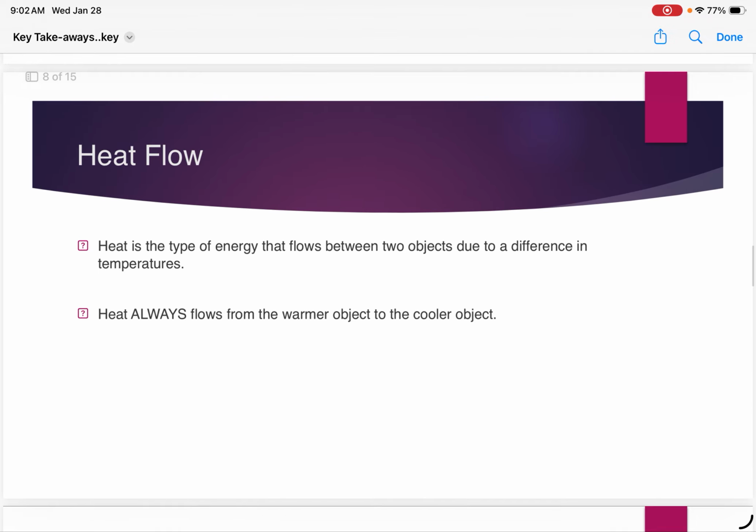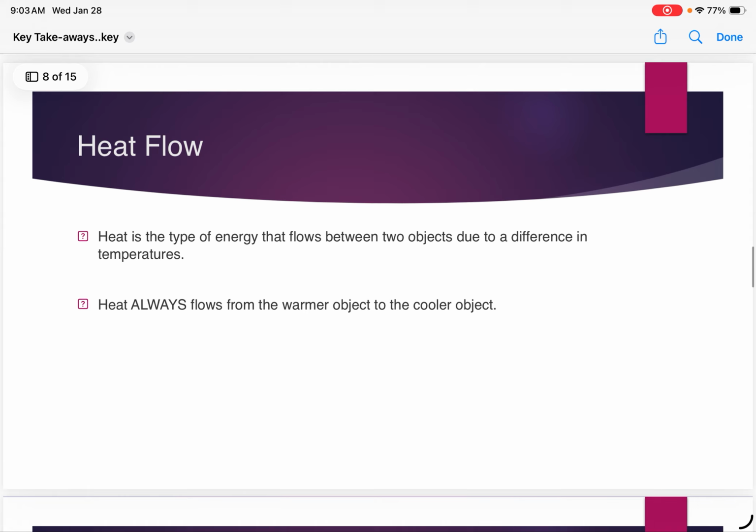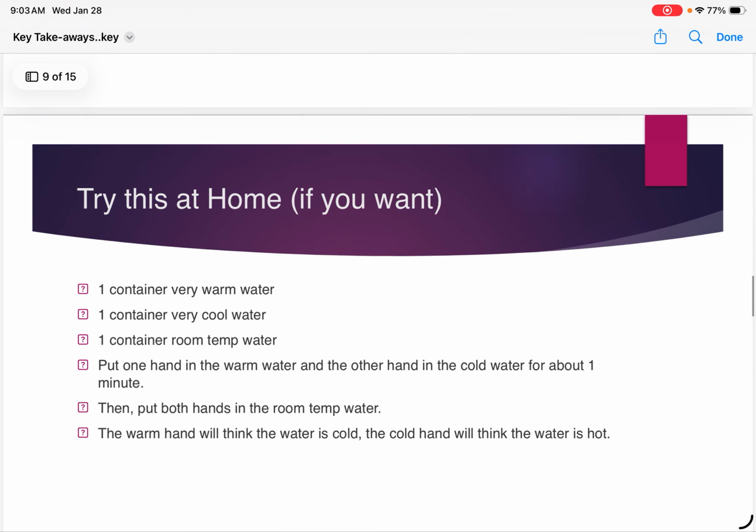Let's see, heat flow. Heat is the type of energy that flows between two objects due to a difference in temperatures. Heat always flows from the warmer object to the cooler object. Always. Warmer to colder. You can try this at home.